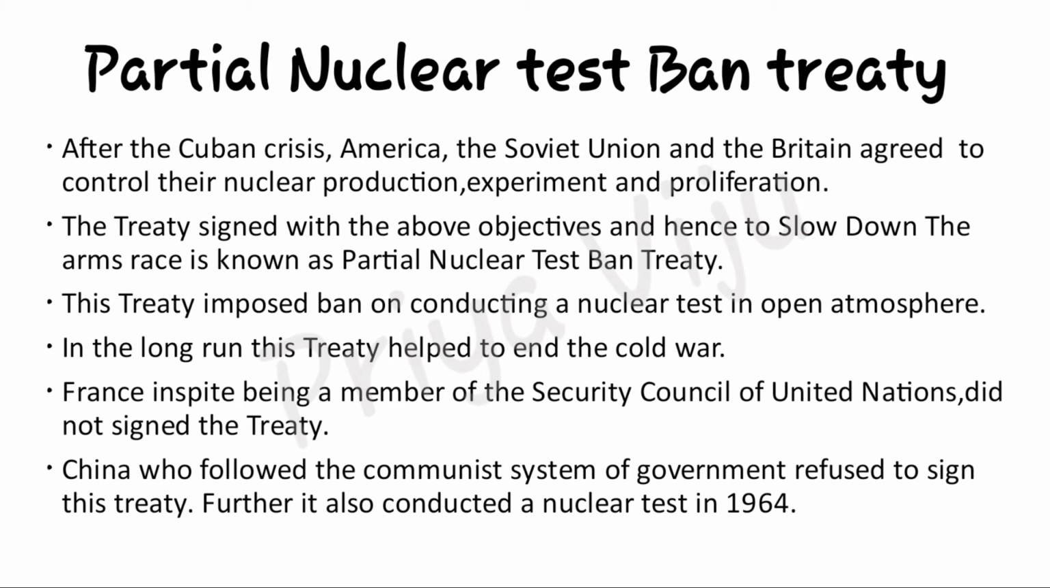And of course, except communist China, the other four were already permanent members of the United Nations Security Council. They all have the veto power. Which ones? America, Soviet Union, Britain, and Russia. Sorry, France, China. And except China, they were the permanent members of the United Nations. Now, see, this is called the Partial Nuclear Test Ban Treaty.